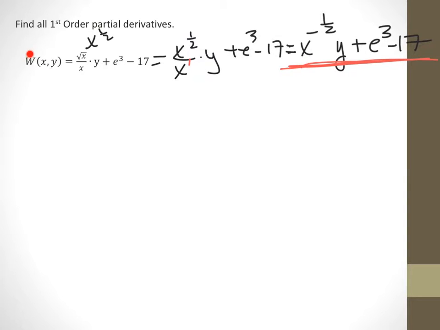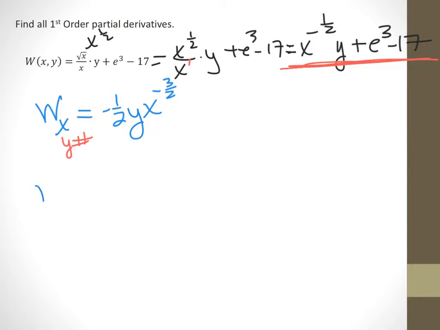So our function's name is w. It's got a variable of x and a variable of y. So we are going to find the partial derivative of w with respect to x, where y is just a number. We look at the first term. Y is a number. It's a coefficient. Comes along for the ride. The derivative of x to the negative 1/2, bring the negative 1/2 down. X to the subtract 1, negative 3/2. Then the next term, e cubed, just a number, derivative 0. Negative 17, just a number, derivative is 0. So we're actually done with this.